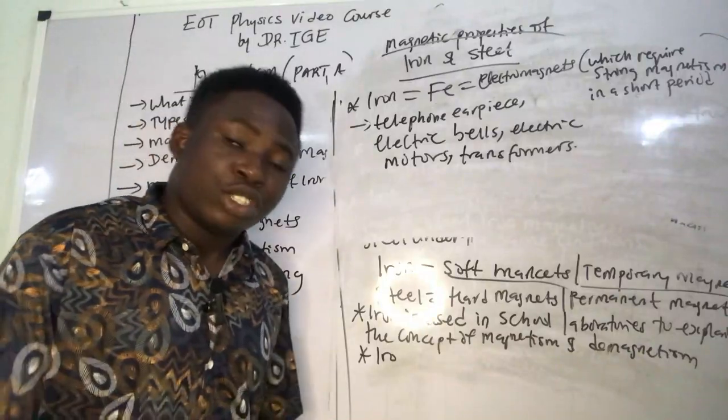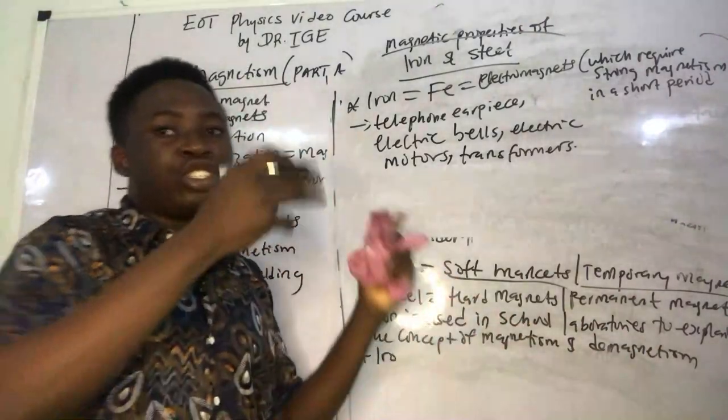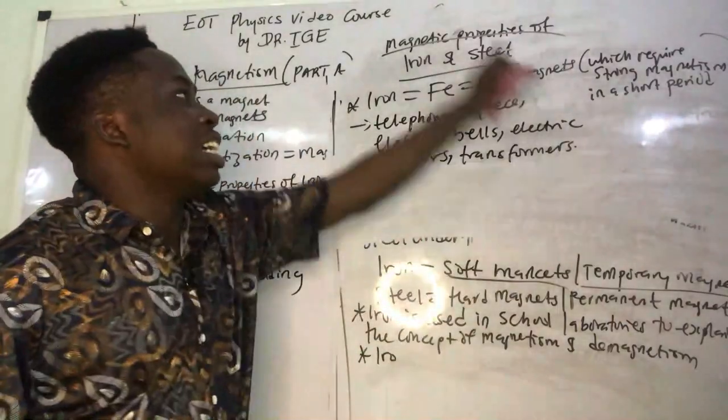I don't know if you understand. So it's just that we are relating everything. So when you see iron, you know that it's used for making soft magnets, which is also called what? Temporary magnets. And these temporary magnets, these are the applications.